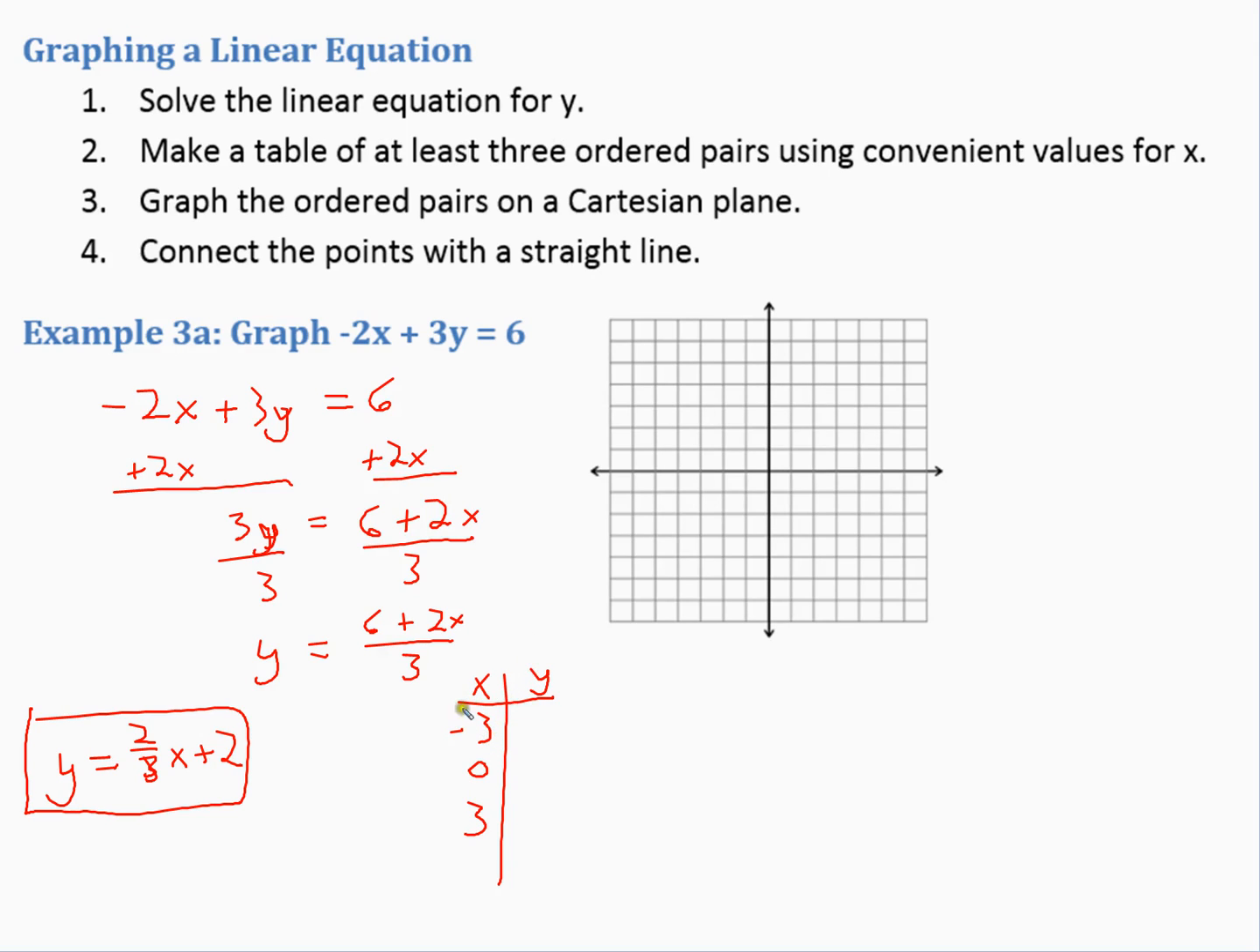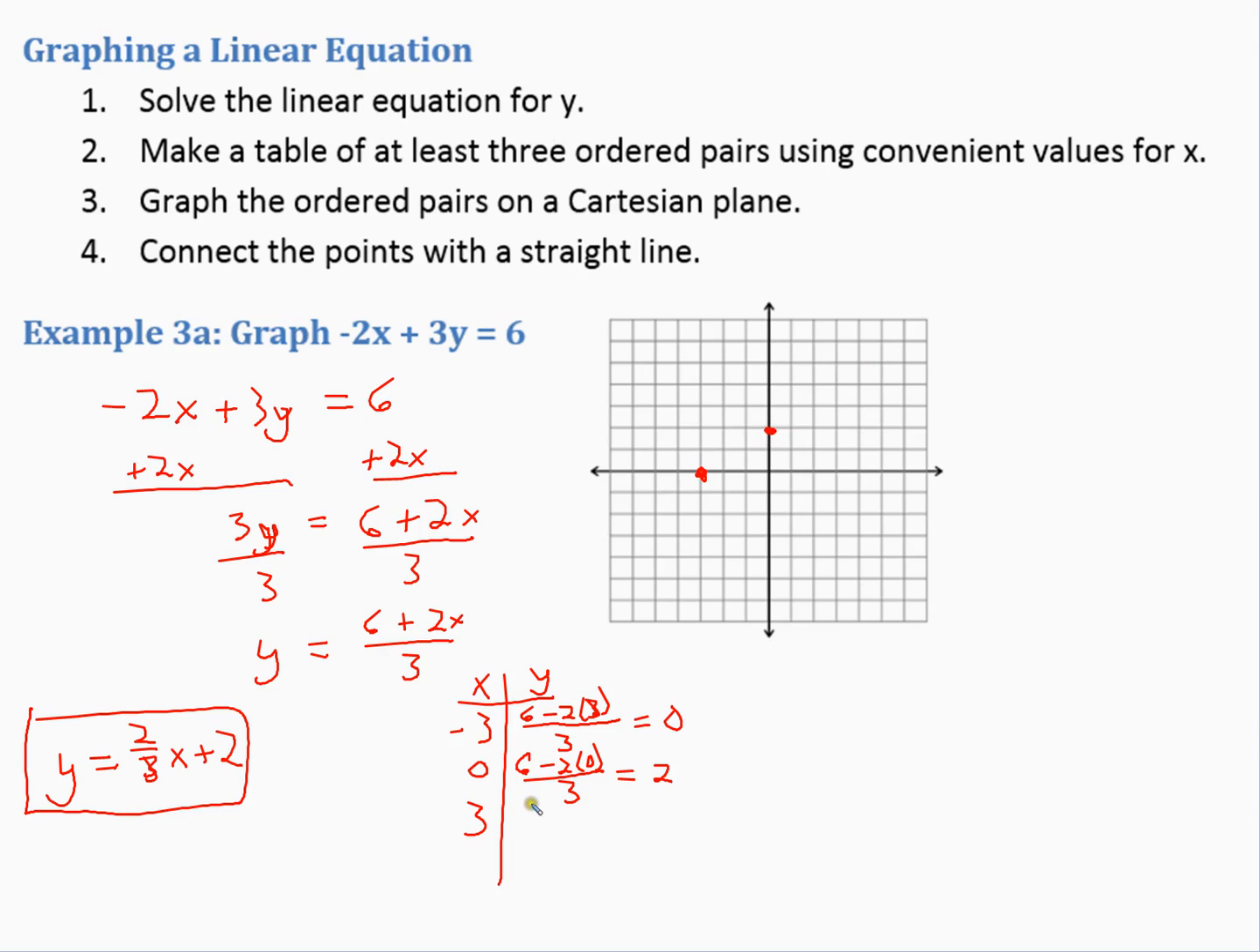So let's think through this. We're going to have 6 minus 2 times -3 over 3. Well, this is 6 minus 6, which is 0. 0 divided by 3 is 0. So we have a point at -3, 0. Plugging in 0, we have 6 minus 2 times 0 over 3. Well, 2 times 0 is 0, so 6 minus 0 is 6. 6 divided by 3 is 2. And so we have the point 0, 2. And so we have 2 points, and it looks like our line will go up like this.